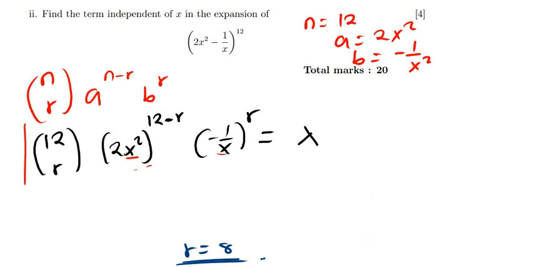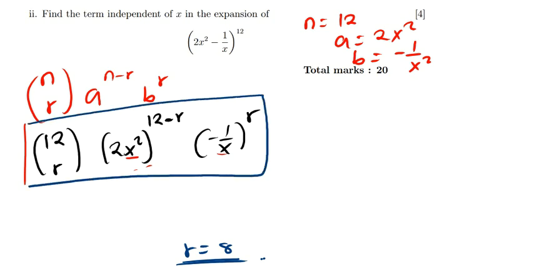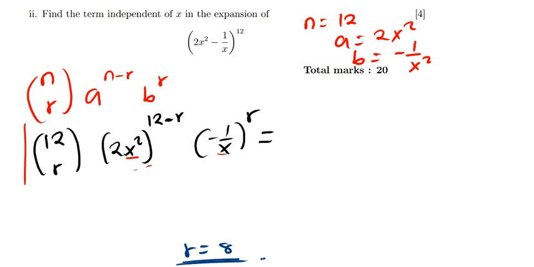A term independent of x: if I plug in the value of r in this equation, you will discover that the x is going to disappear, because we are finding a term independent of x. If you discover that x does not disappear, it means your r is wrong. As long as the x cancels out, then your r is correct. So I'm going now to plug in the values.